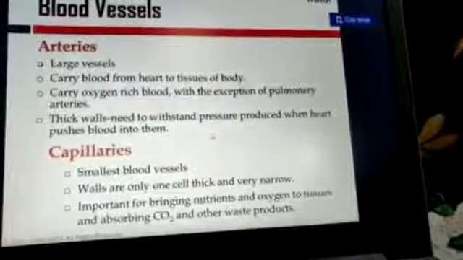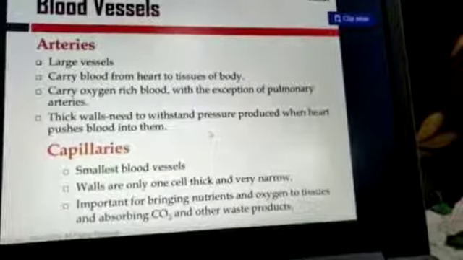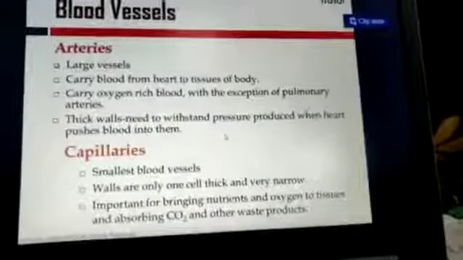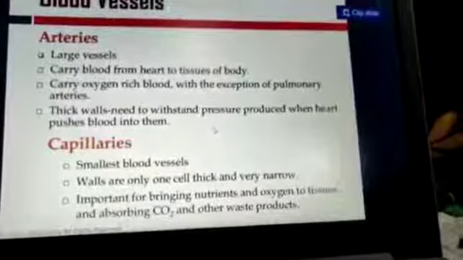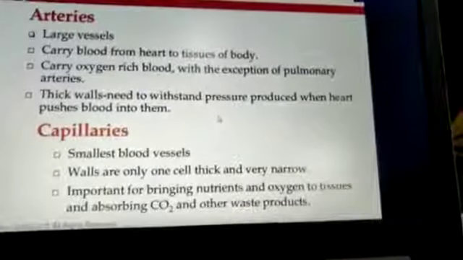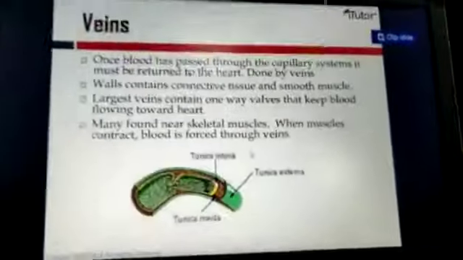Now, capillaries. These are the smallest blood vessels. Their walls are only one cell thick and very narrow, and they are important for bringing nutrients and oxygen to the tissues and absorbing carbon dioxide and other waste products.